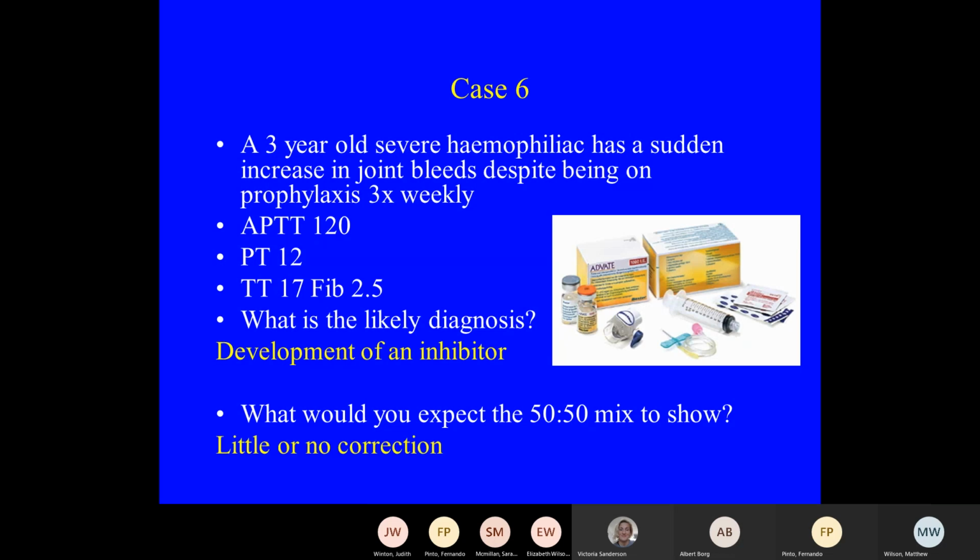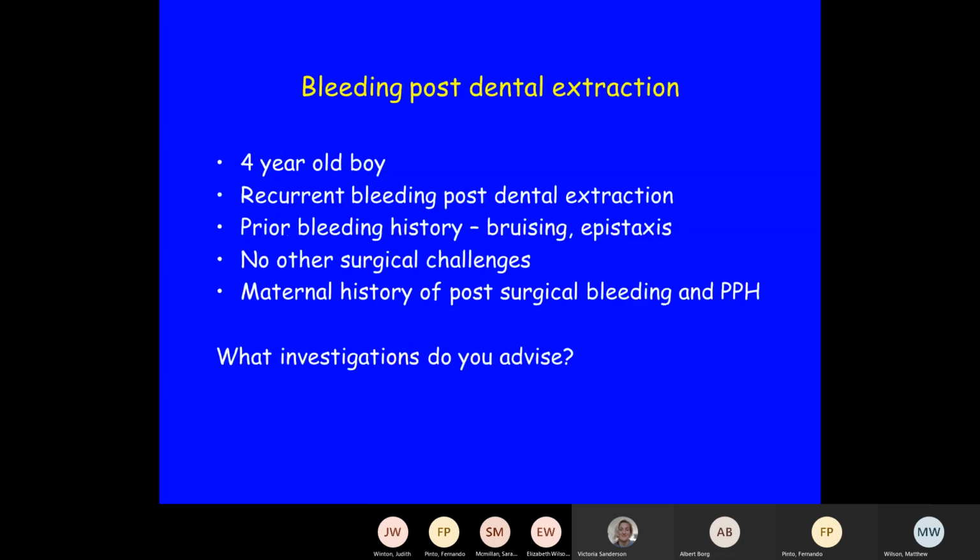Next. So what would you expect the 50-50 mix to show? Little or no correction, because it is an antibody, and whether you add more factor, it doesn't really matter much. So that's the Bethesda test that we do to prove that there is an inhibitor and to measure its activity level as well. So next.